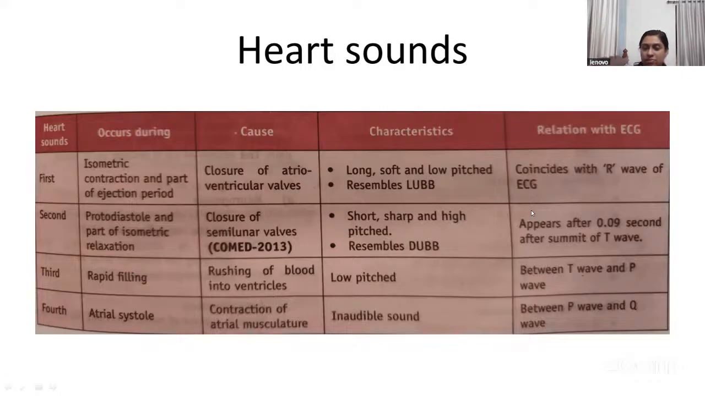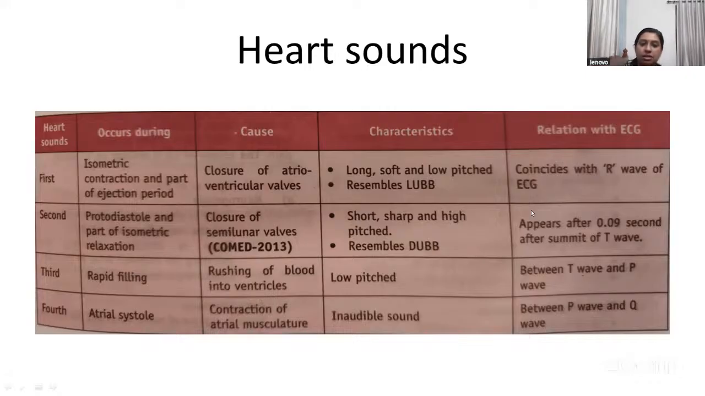This was asked in COMEDK 2013, and multiple questions are asked from this particular table. So what are the characteristics? They are short. Second is a short, sharp, and high-pitched sound. It resembles a "dub", and usually it appears 0.09 seconds after the summit of the T wave.